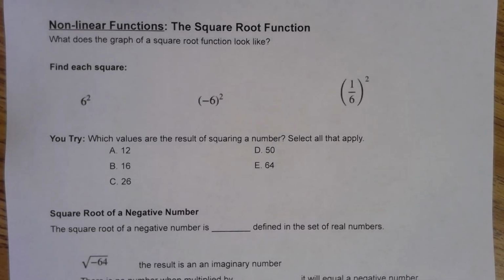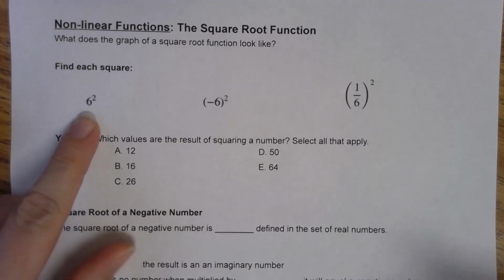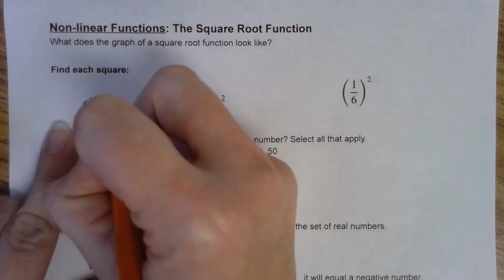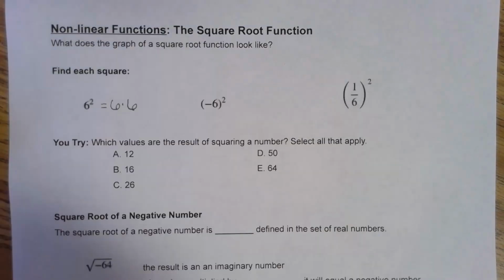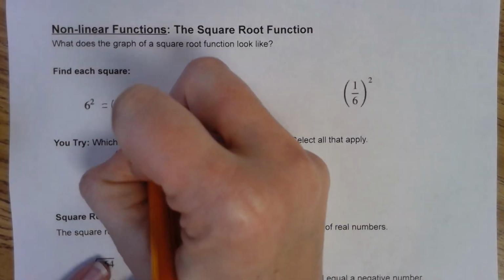In this lesson, we are going to look at what the graph of a square root function looks like. In order to work with a square root function, we must first understand what squaring means. 6 squared means 6 times itself. It's repeated multiplication. So 6 times 6 is going to be 36.